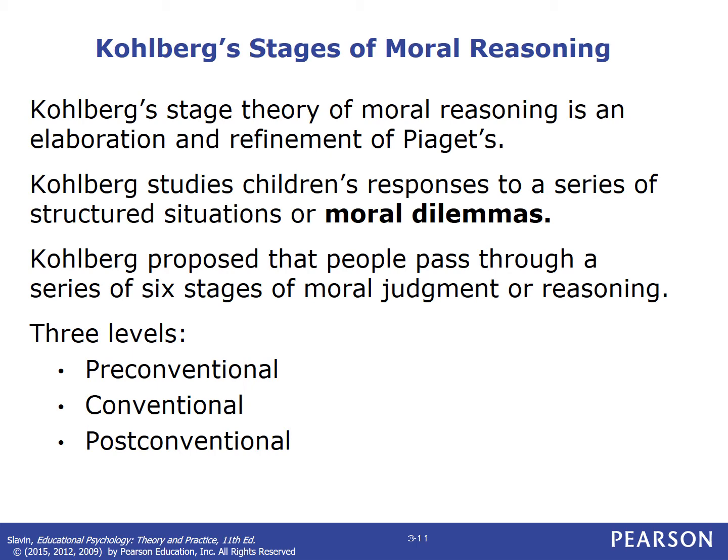He studied children's responses to a series of structured situations or moral dilemmas. So he presented them at different ages with a little moral dilemma. What should happen here? And he recorded their answers, and he came up with these stages based on those interviews. He came up with a series of 6 stages that are divided up into 3 levels, 2 stages each level. So the pre-conventional level, the conventional level, and the post-conventional level. Let's see what we mean by this.